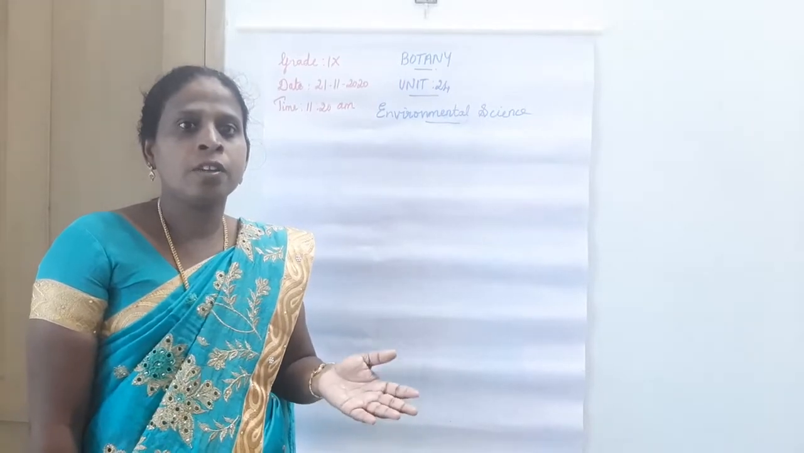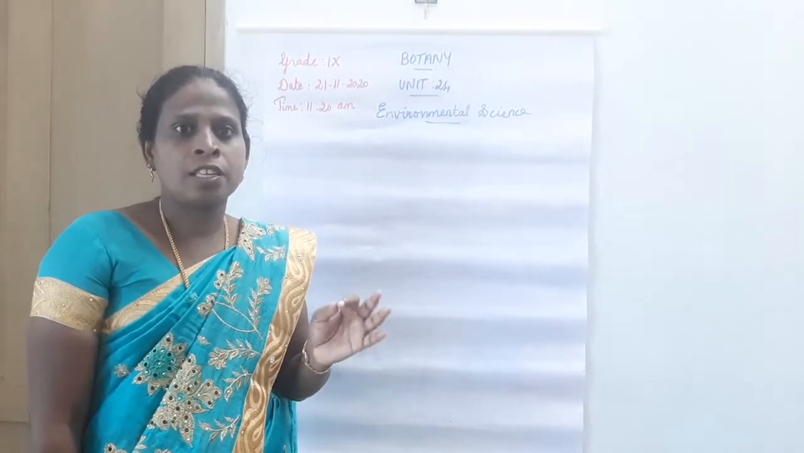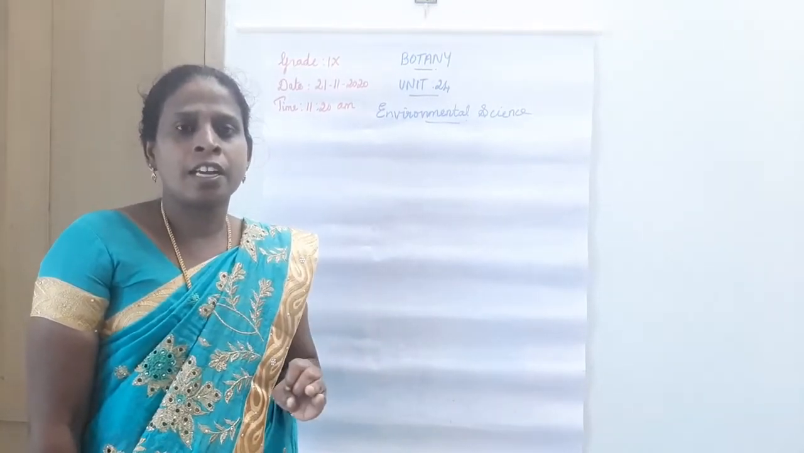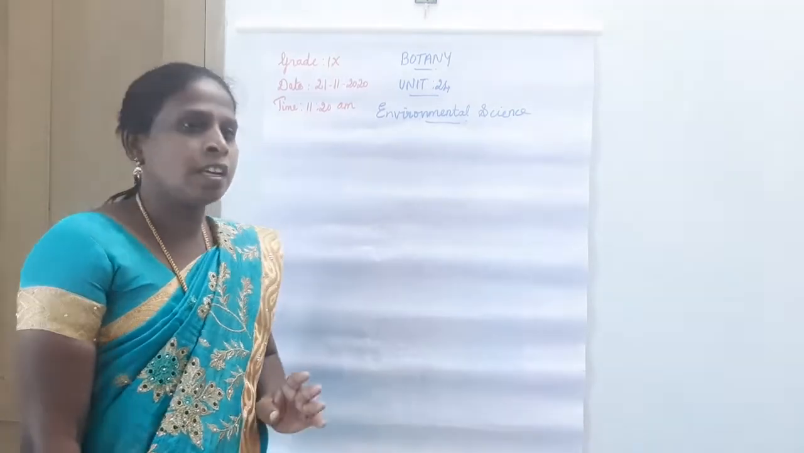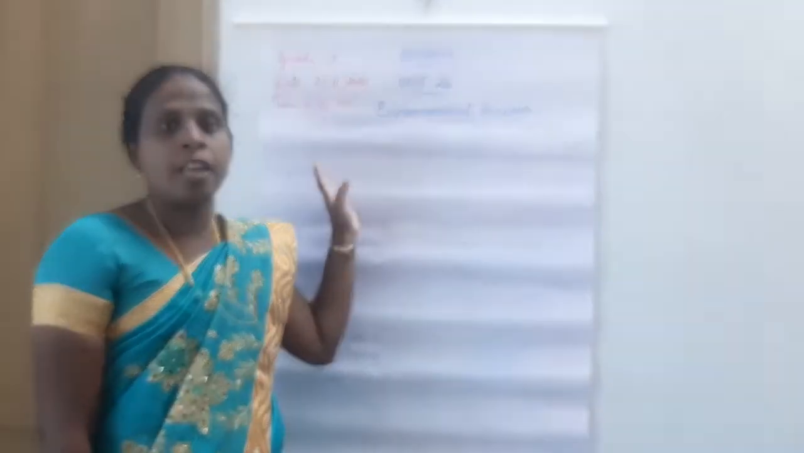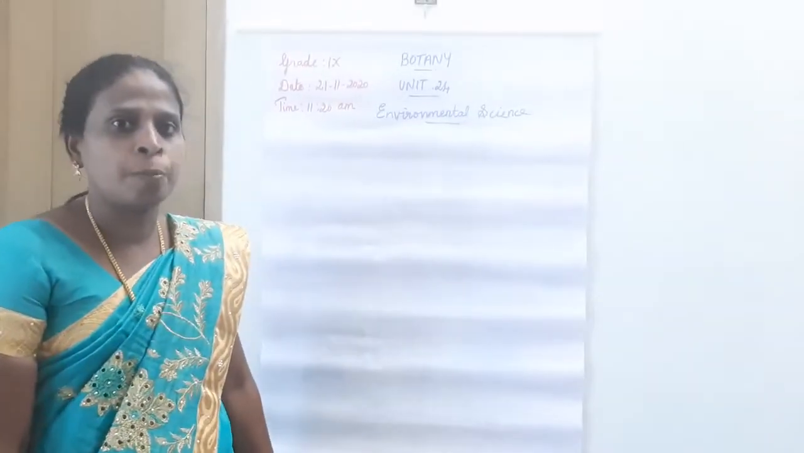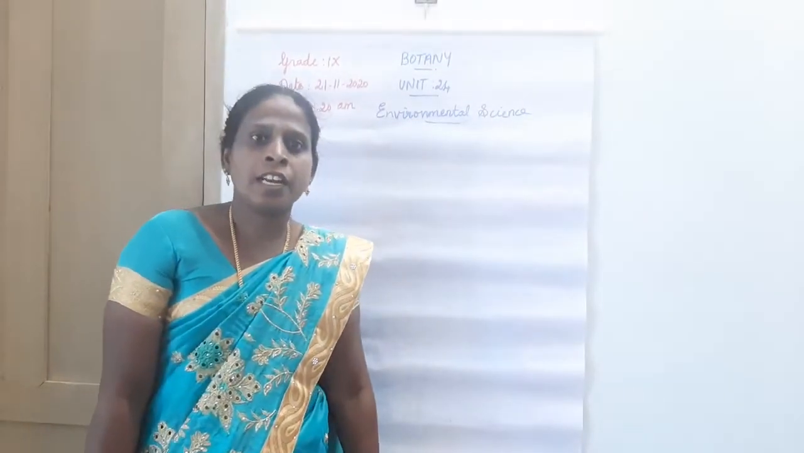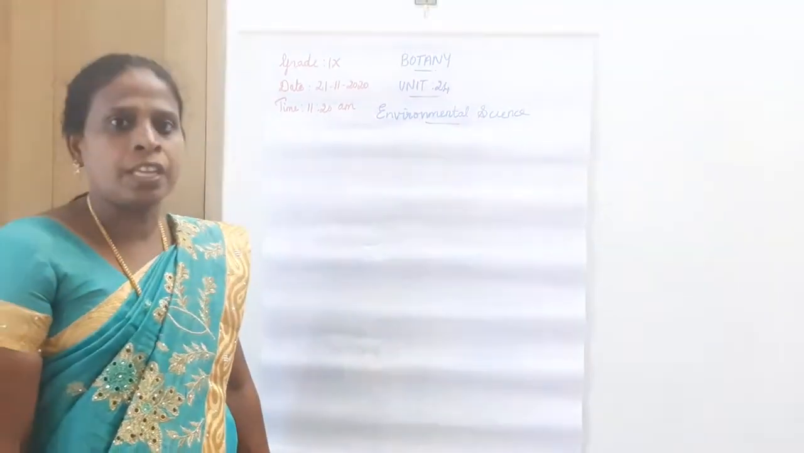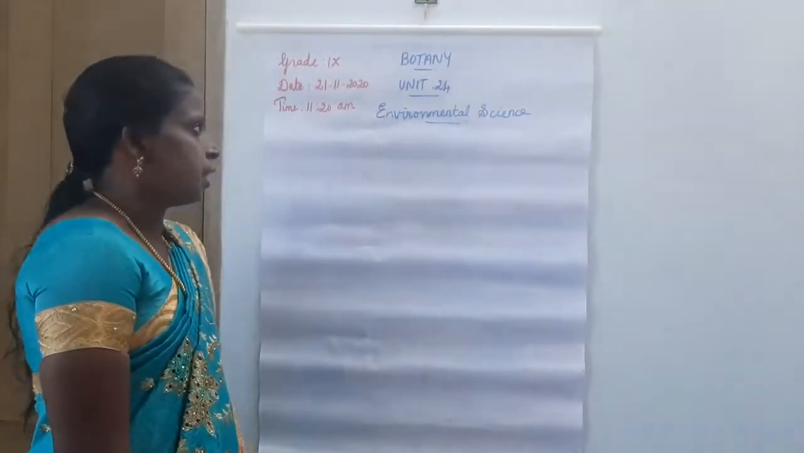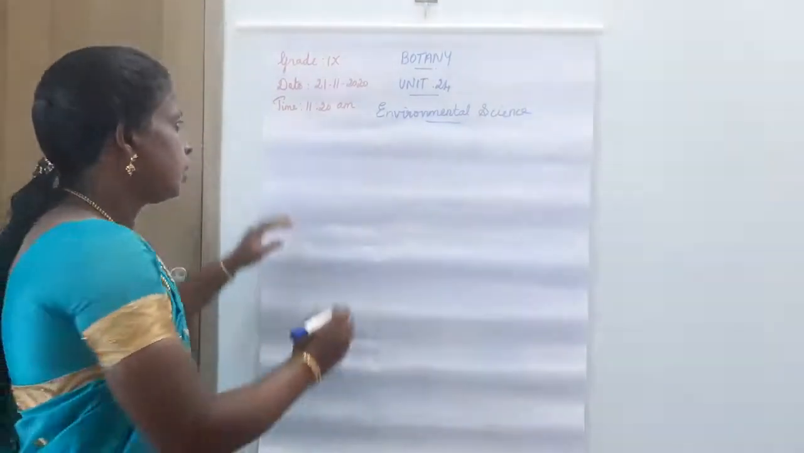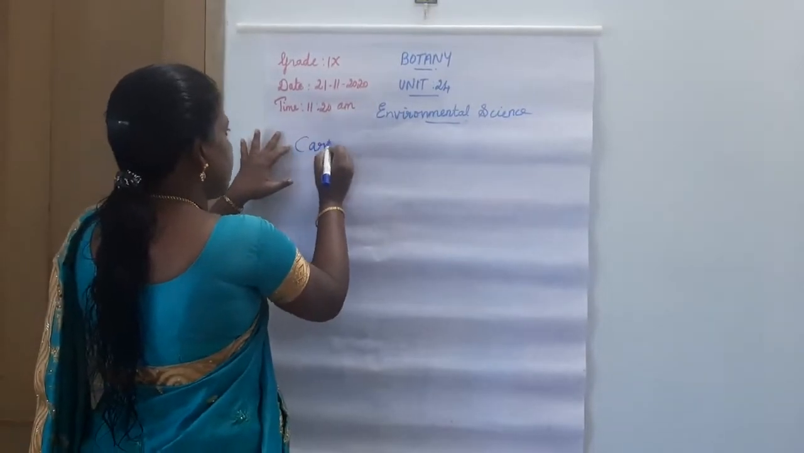The water cycle involves processes such as evaporation, transpiration, condensation, precipitation, runoff, percolation and infiltration. And the nitrogen cycle involves processes such as nitrogen fixation, nitrogen assimilation, ammonification, nitrification and denitrification. So we have learned that in the last class. Today we are going to learn about the next cycle, that is the carbon cycle.